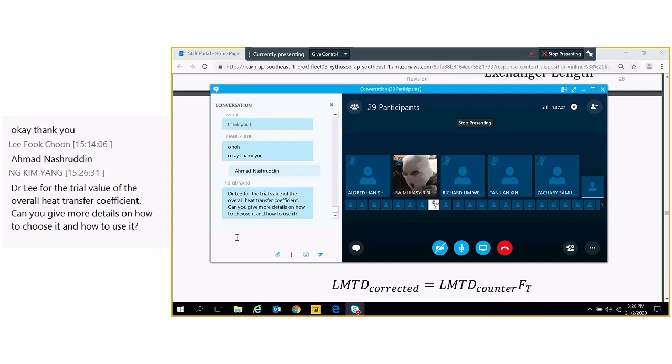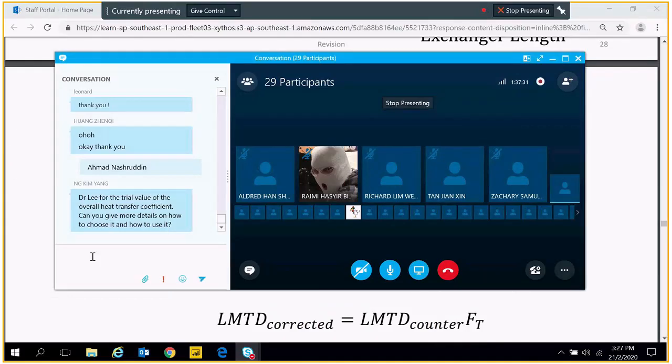Okay, for the trial value here, there's no fixed method for what trial value to use. You can just follow the methods mentioned in the tutorial. You can just assume maybe 500 watt per meter square per Kelvin, or even 1000. That's perfectly all right. No, don't assume a very small value. Don't assume 0.5. Just assume a few hundred, or maybe 1000. Don't assume 10,000. It's not likely that your heat exchanger can have a U value of 10,000.